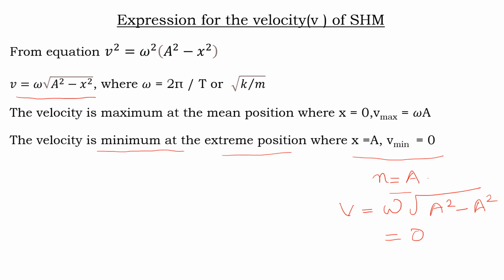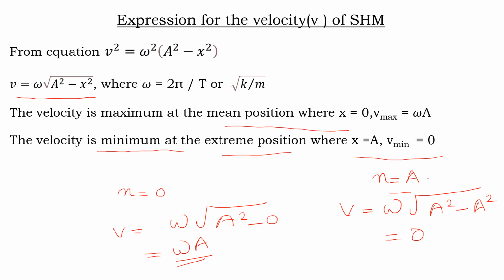Considering the mean position where x equal to 0, the velocity v is equal to omega into root of a square minus 0, or it will be omega into square root of a square, it is a. That is, at the mean position where x equal to 0, the velocity is maximum, or the maximum velocity V max is equal to omega into a.